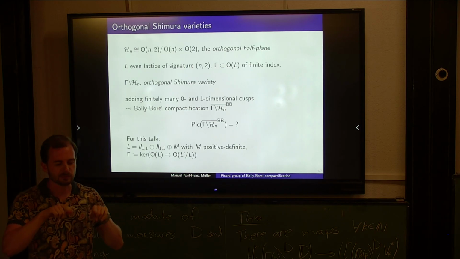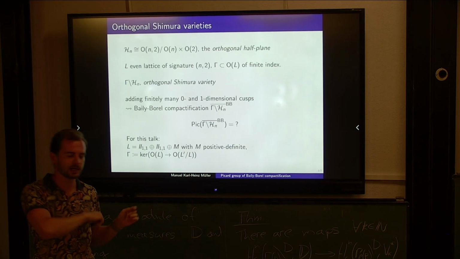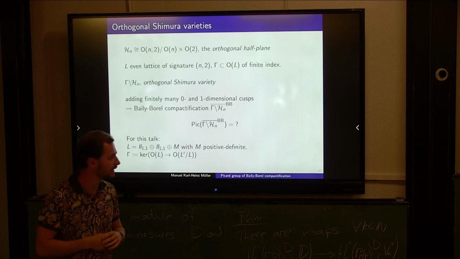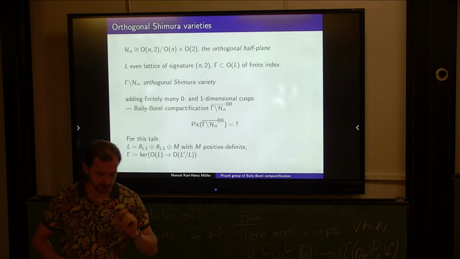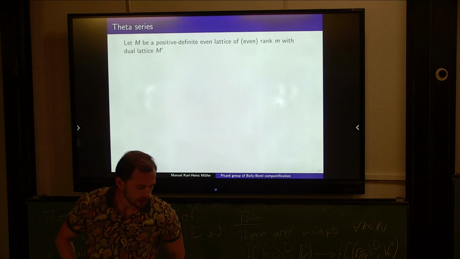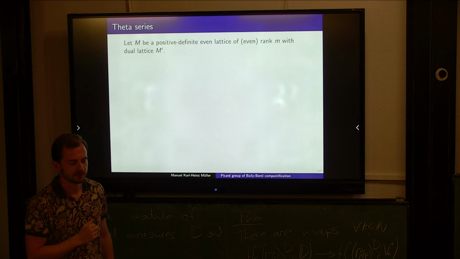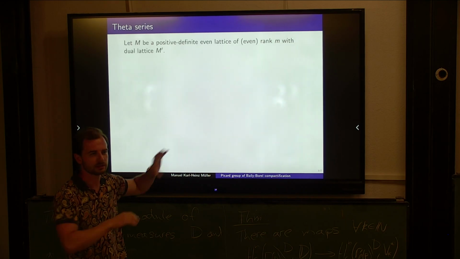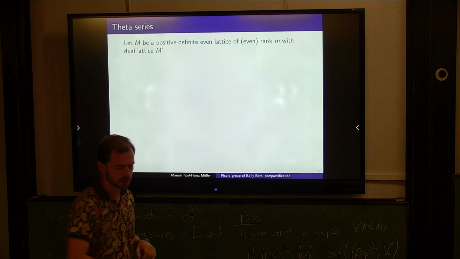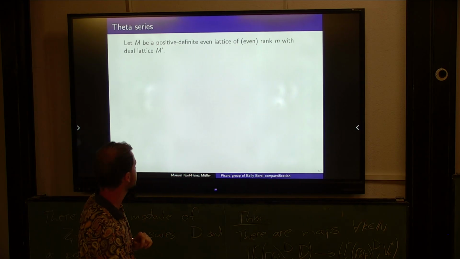Now let me make a small excursion to the symplectic side. I will talk about the Weyl representation. Here this positive definite lattice M will play an important role. M is a positive definite, even lattice, and here I assume of even rank, although this is not important, it is just for this talk to make things easier. And M' is the dual lattice.